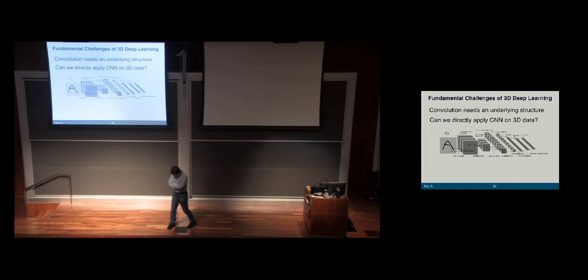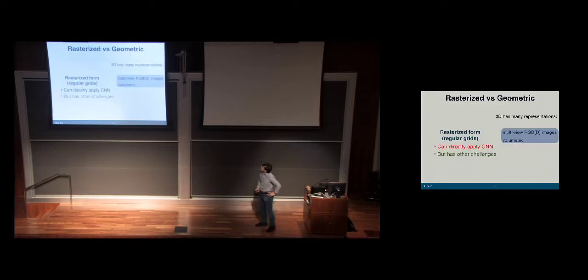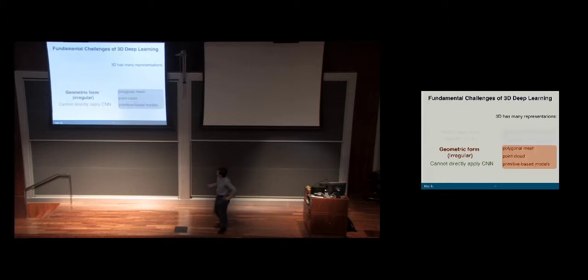So for images, because of their regular structure, you could adopt a convolution operator on top of it. But for 3D, applying convolution on top of it is not that easy, or sometimes infeasible. And from what kind of operations you can apply and how these 3D data are formulated, we have a rough categorization. Some 3D representations can be thought of as a rasterized form, like multi-view or volumetric. They are basically regular grids. And because of the regular structure, you can still apply convolution on top of it, but you'll face a number of challenges. On the other hand, there are also more geometric forms: polygonal mesh, point cloud, or primitive-based models.